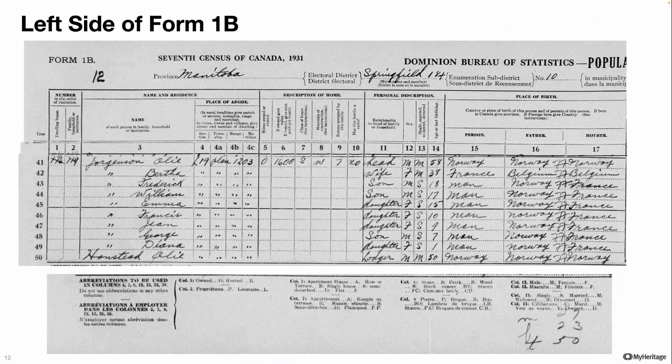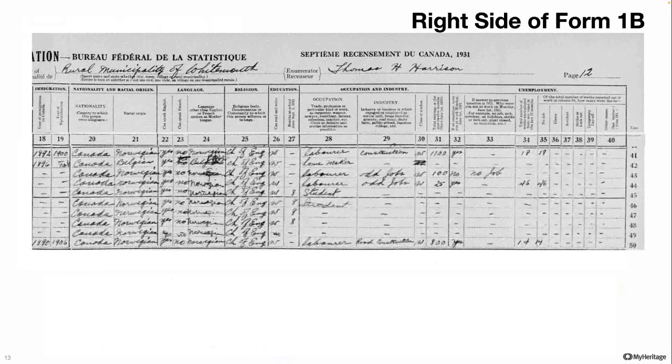Additional fields here that we normally see, such as relationship to head, the gender, their marital status, their age at the last birthday. And then we get the place of birth in 15 for the person themselves, as well as for his or her parents, both the father and the mother. All right, then if we look at the right side of the same form, we get questions 18 through 40.